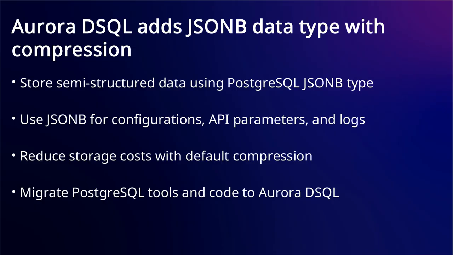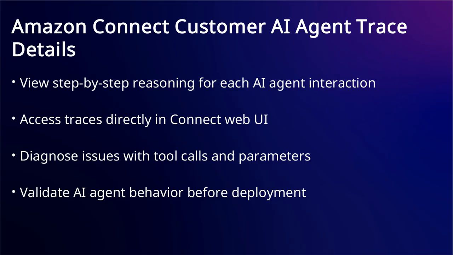When deploying AI agents for customer service, you need to understand why interactions succeed or fail to maintain quality and improve performance. Amazon Connect Customer now provides AI agent traces for self-service voice interactions, giving you visibility into how AI agents reason, act, and respond during each conversation. You can view step-by-step reasoning for each AI agent interaction, allowing you to trace the decision-making process throughout the conversation.